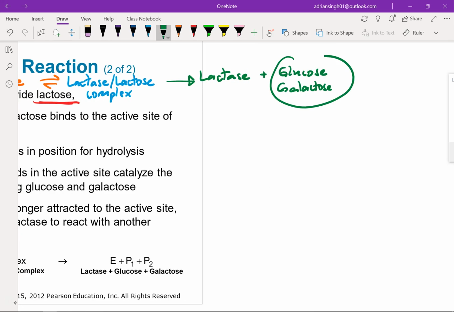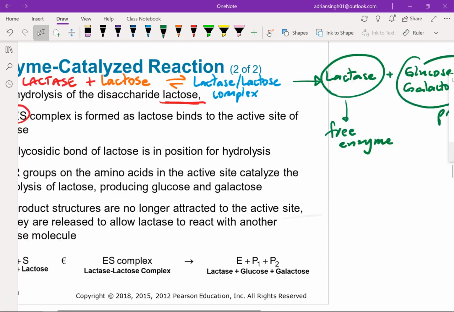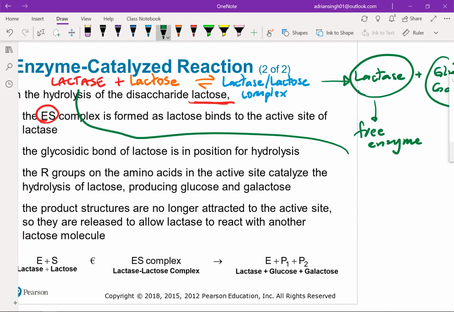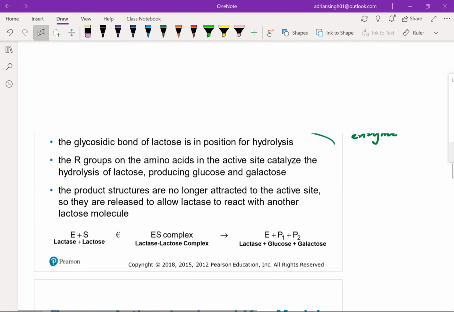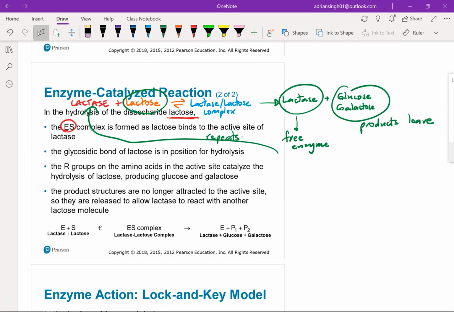All right, these are our products. So the products leave. There's our free enzyme. Active site is open. It can come back around and it can repeat that process over and over again, as long as there's lactose present. For example, if you just drank a bunch of milk. This is how this enzyme catalyzed hydrolysis of lactose and pretty much any other process would happen.